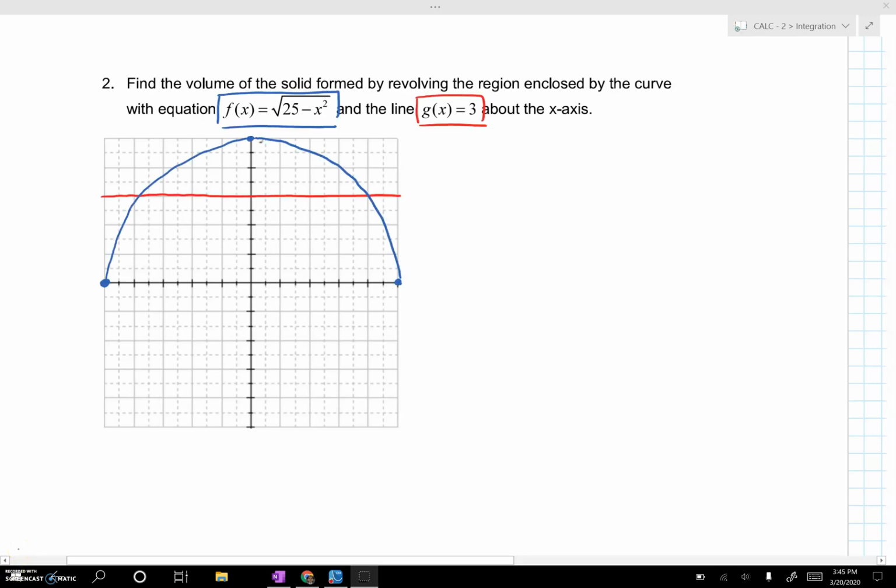Okay, so if you remember, 25 minus x squared square rooted is the top half of a circle with a radius of 5. So I've drawn that here in blue. And g of x equals 3 is a horizontal line, just at 3. Now, the shape that I'm revolving is actually this semicircle shape right here. It's not perfect, but it kind of looks like that.